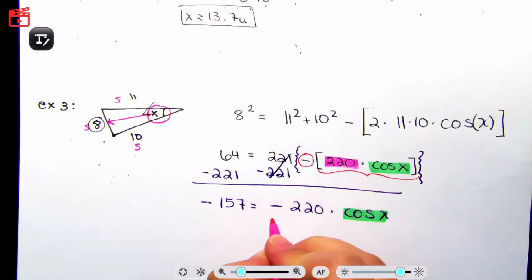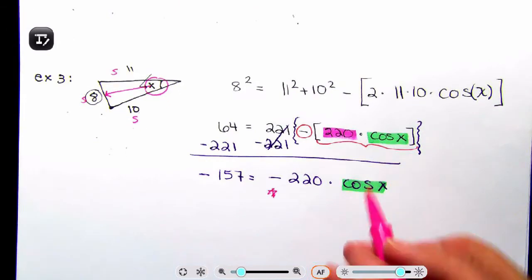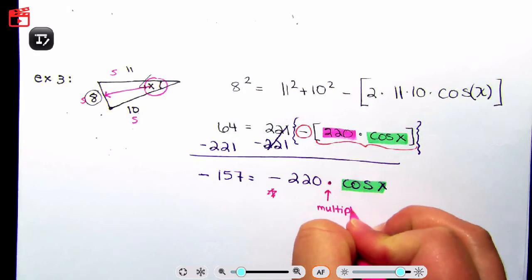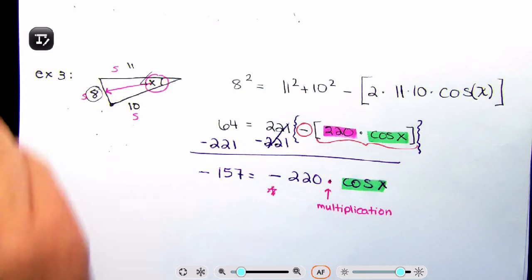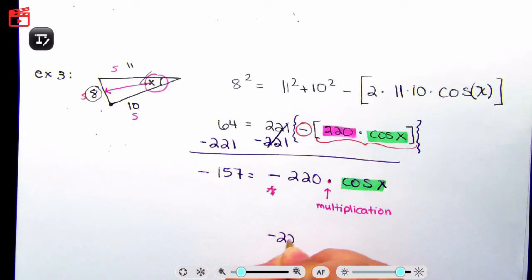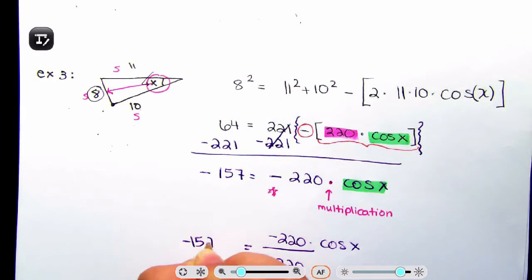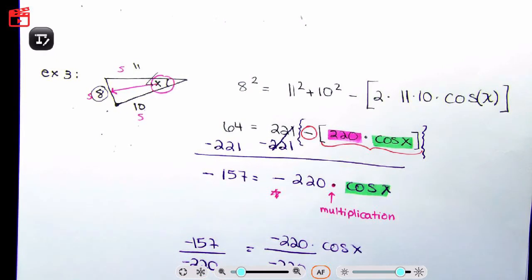So now I'm going to add, just kidding, I'm not going to add. You guys, you see that? I almost made a big mistake. Okay, I'm not adding. Why am I not adding? Because this is attached by multiplication. So how do I undo this multiplication? Well, I'm going to take my negative 220 times cosine of x, and I'm going to divide by negative 220 on both sides. So I'm going to have cosine of x is equal to negative 157 divided by negative 220.